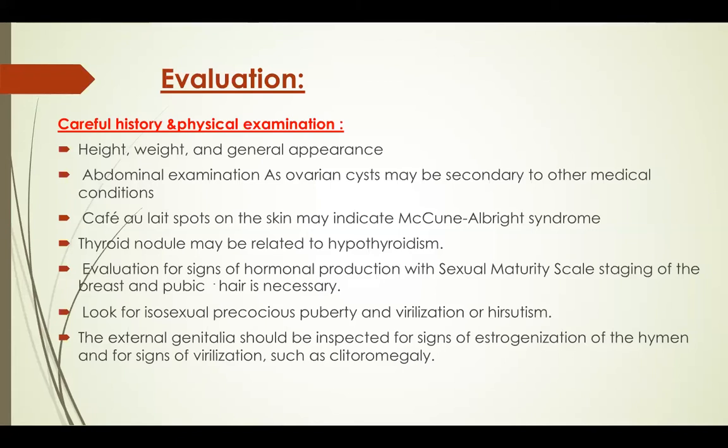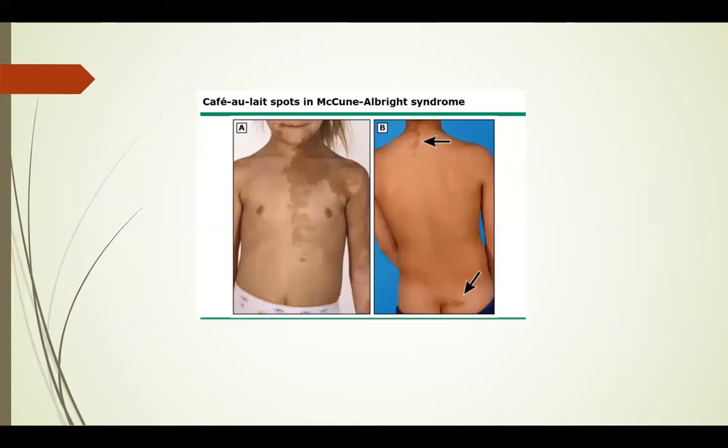Evaluation for signs of hormonal production with sexual maturity. So you have to examine the breasts, the pubic hair, the axilla, to see any signs of premature puberty. Look for isosexual precocious puberty and virilization and hirsutism, clitoromegaly, change in the voice, abnormal hair distribution. And as I said, external genitalia is very important. You can see signs of estrogenization of the hymen. The hymen will be so pink, or signs of virilization like clitoromegaly or abnormal pubic hair. These are pictures of café-au-lait spots.